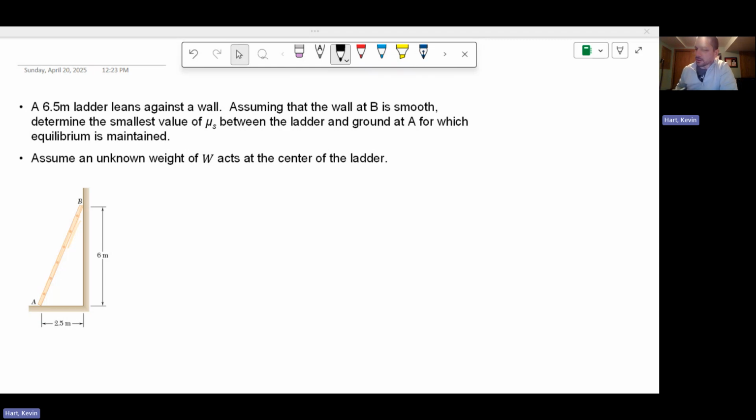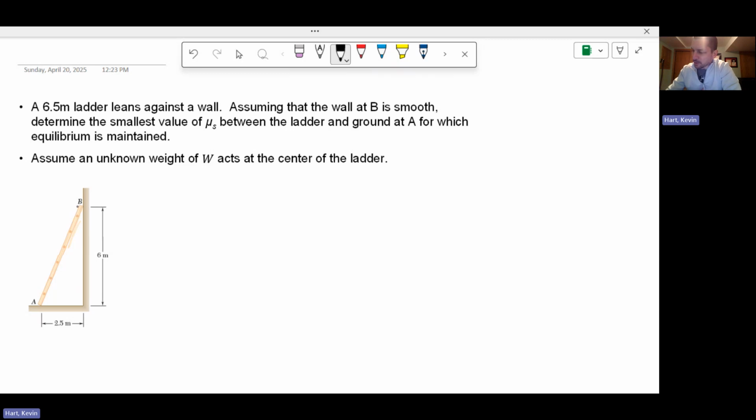We've got a 6.5 meter ladder leaning against a wall. Assuming that the wall at B is smooth, here's point B, that means that there is no friction up and down here at point B. Determine the smallest value of mu sub s between the ladder and the ground at A, for which equilibrium is maintained. Assume an unknown weight of W acts at the center of the ladder.